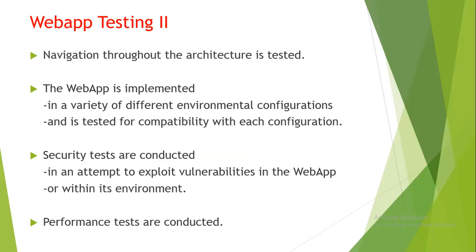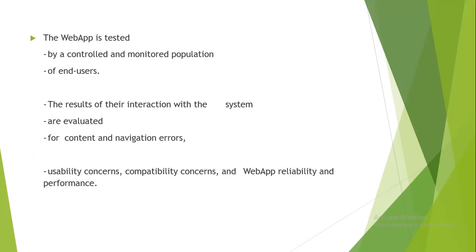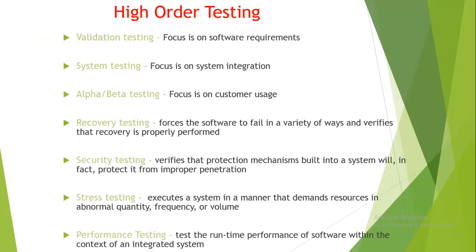The web app is implemented in a variety of different environmental configurations and is tested for compatibility with each configuration. Security tests are conducted in an attempt to exploit vulnerabilities in the web app or within its environment. Performance tests are conducted. The web app is tested by a controlled and monitored population of end users. The results of their interaction with the system are evaluated for content and navigation errors, usability concerns, compatibility concerns, and web app reliability and performance.